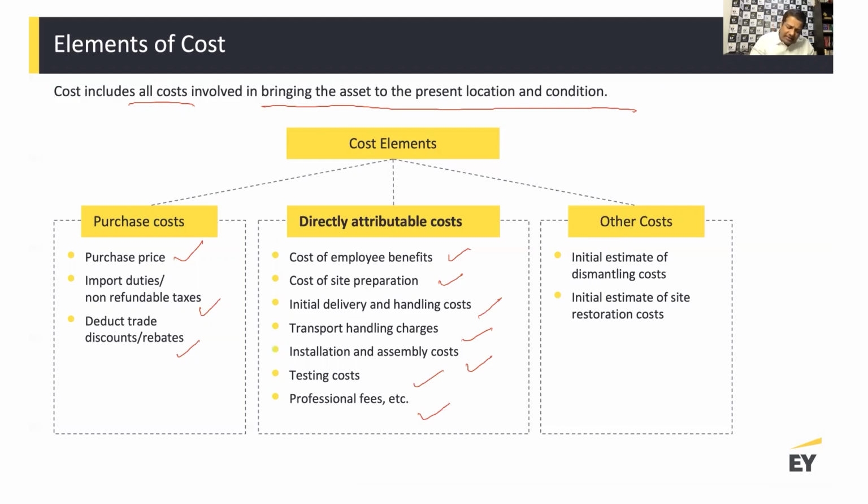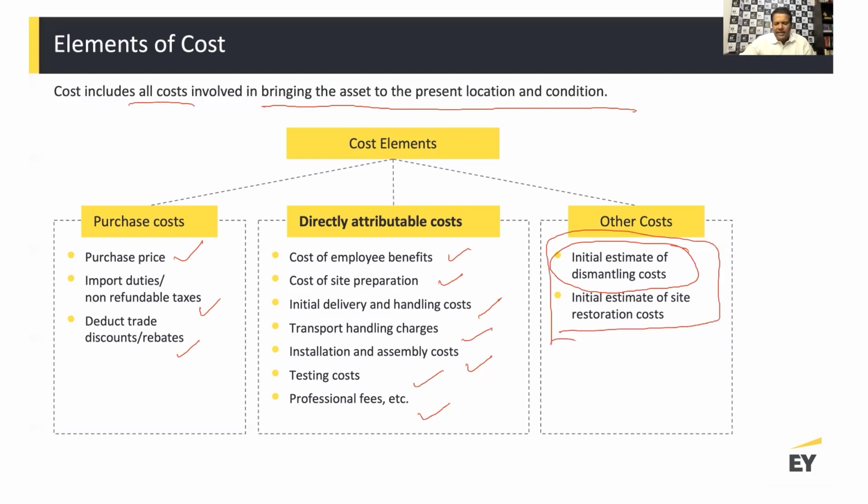And similarly, an important concept is the initial estimate of dismantling cost. That is to say, if I have acquired an asset, and I have to give this asset back to the asset owner, I then need to restore it to its original condition and location. If that is the case, that cost is also required to be factored in and capitalized as part of Ind AS 16. And we will try and understand this with the help of an example as we progress.